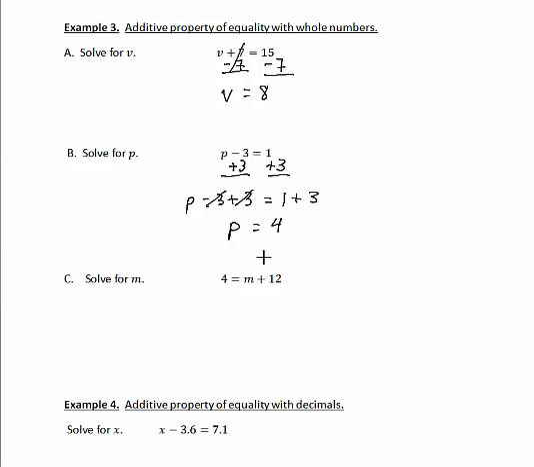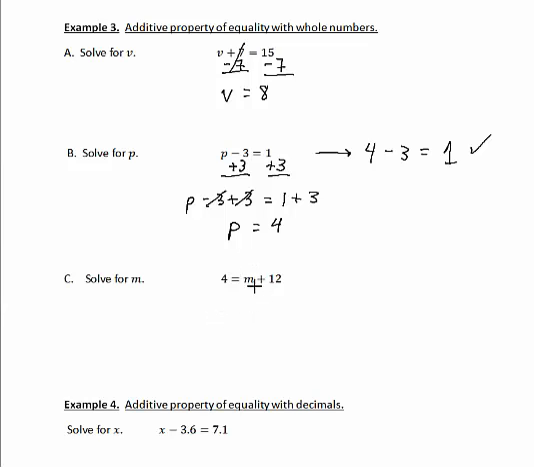So these are merely simple one-step equations. We only had to carry out one operation to both sides in order to get to the solution. So p equals 4. If we follow the original equation and we subtract 3 from p, 4 minus 3 equals 1, and 1 is the number that we get on the right hand side. So our solution checks out.